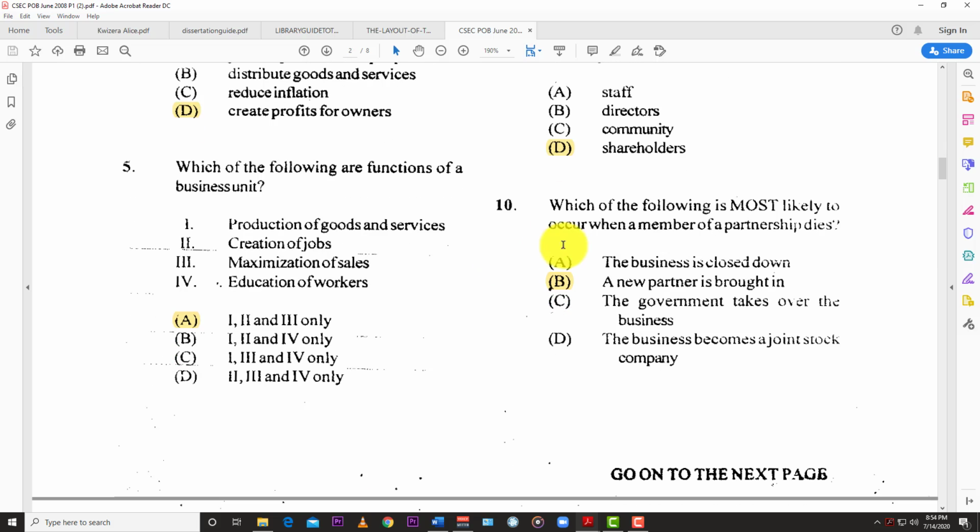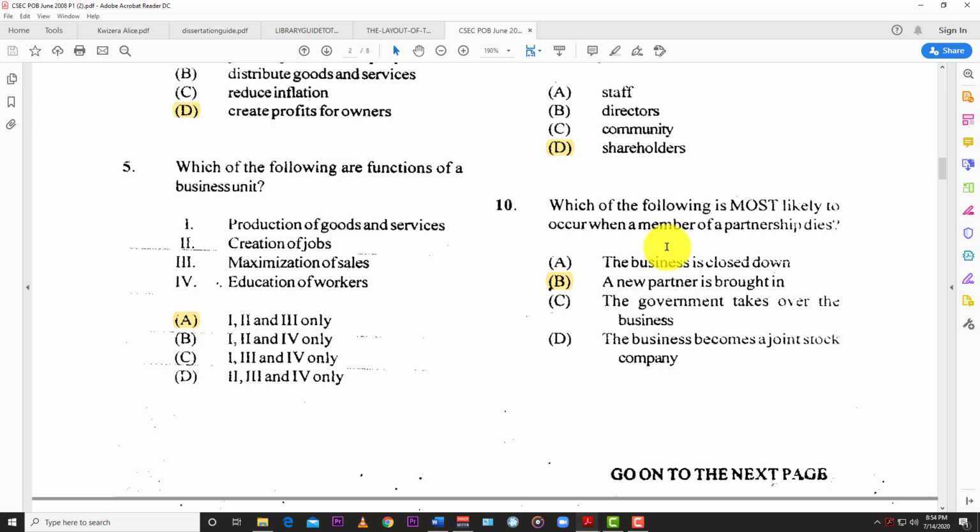Number 10, which of the following is most likely to occur when a member of a partnership dies? And so the best answer here is B, a new partner is brought in. Now this is simply comparing a partnership to something like a sole trader. In a sole trader, if the owner dies, then that's basically the end of that company as it existed before. That's it, done. Even if somebody reopens it under a new name, that's not the company from before.